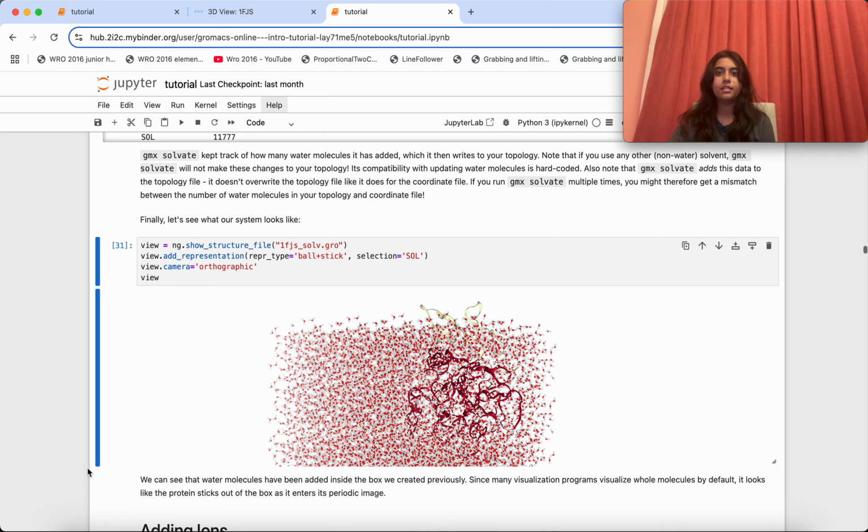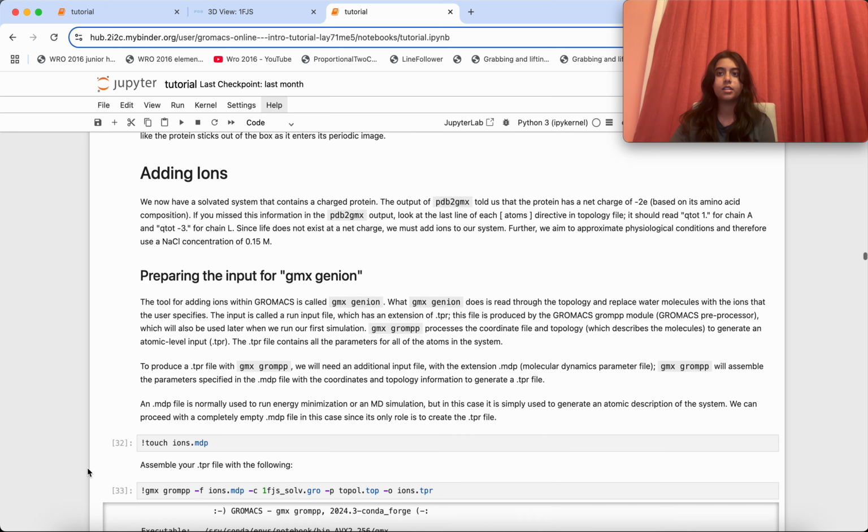We then need to add some ions because we have a charged protein which must be neutralized to model approximate physiological conditions with a NaCl concentration of 0.15 molar. Here, sodium ions are purple and chloride ions are green.